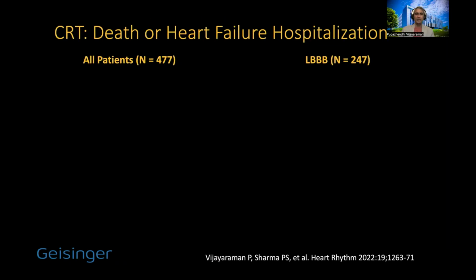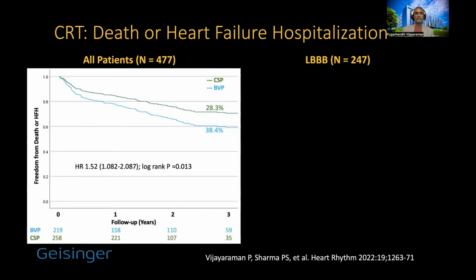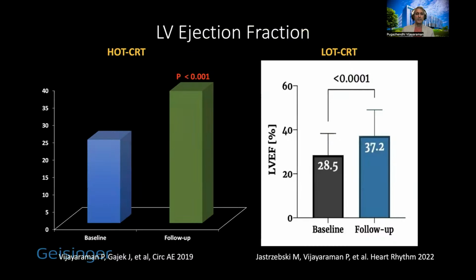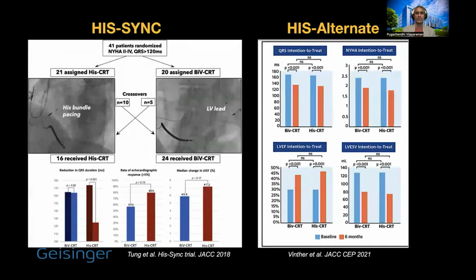And recently, we looked at our experience in patients undergoing cardiac resynchronization therapy. The incidence of death or heart failure hospitalization was significantly reduced in those who underwent conduction system pacing compared to biventricular pacing. And this outcome difference was even more pronounced in patients with pure left bundle branch block, as defined by Strauss criteria. And we also demonstrate that in patients with advanced conduction disease, HOT-CRT or LOT-CRT can result in improved LV ejection fraction compared to baseline.